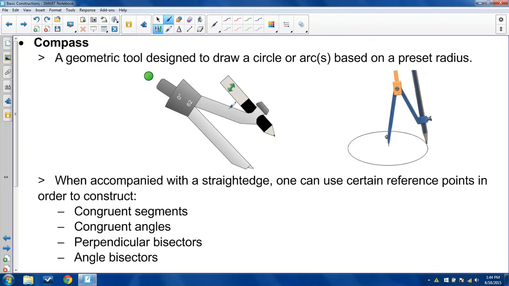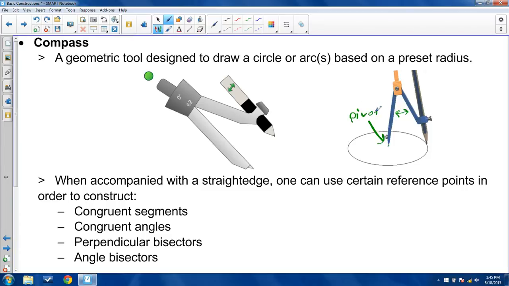This is an actual geometric tool that's designed to draw a circle or an arc or arcs based on a preset radius. So I will be using this one right here. This is actually a part of my software. The ones that you'll normally see, an actual physical one looks like this. It has something that you can change the width of right here based on this. You have a pencil or something at the end where you can actually mark, and then right here is called a pivot, or at least that's what I'm calling it. I believe it's what it's called.